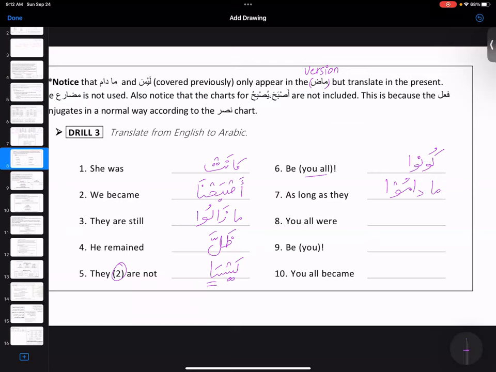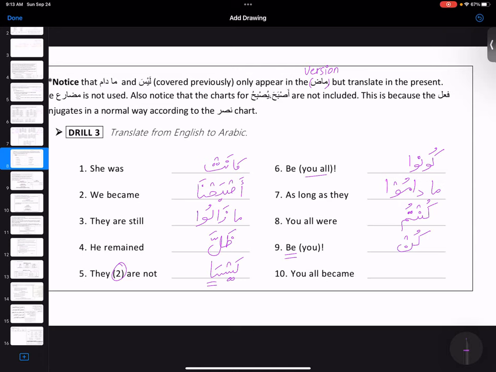Okay, you all were. Kuntum. Kuntum khayra ummatin, right? Kuntum. And singular? Kunta. Singular. And what is the command? Kun. Kun. Yeah, it's a command. Kun. You be.